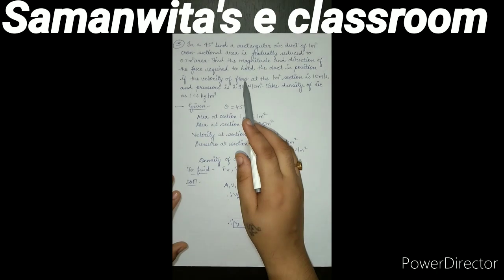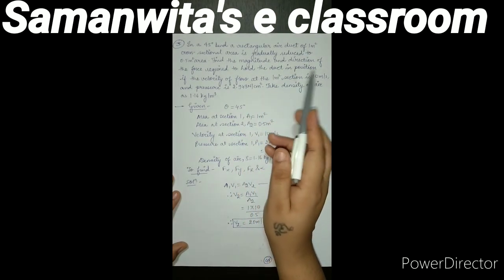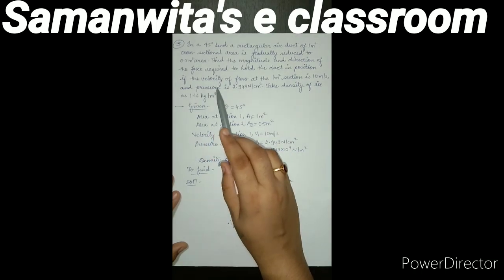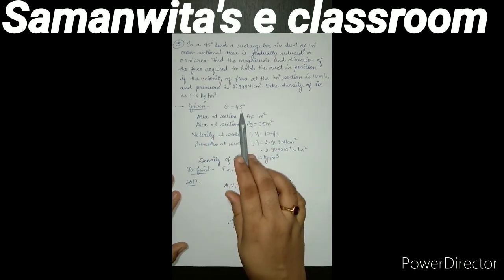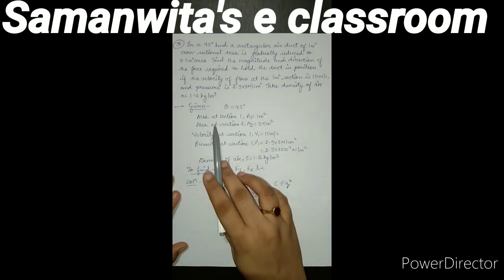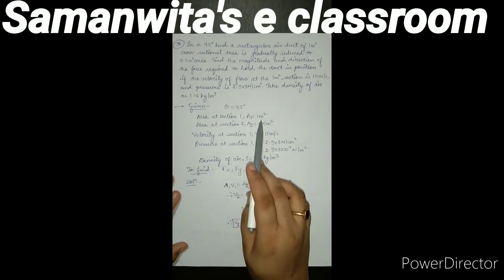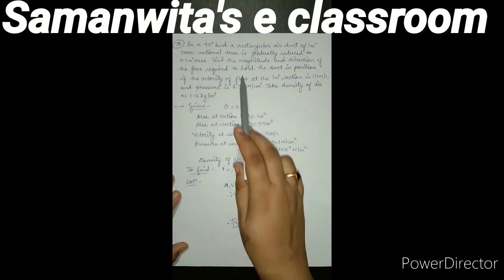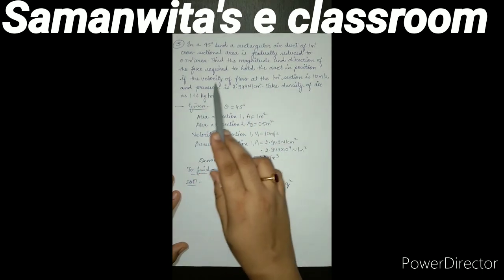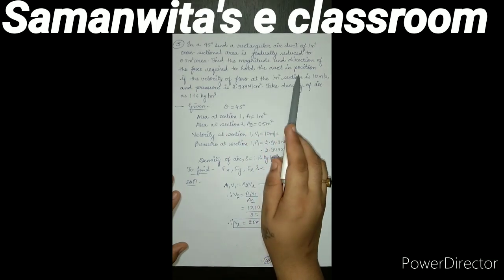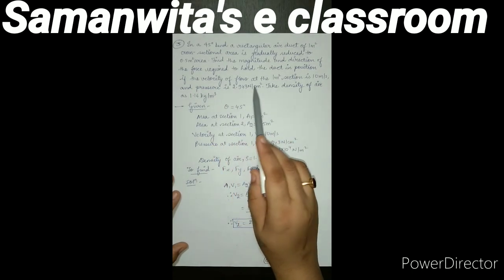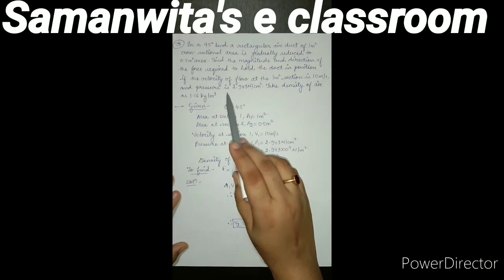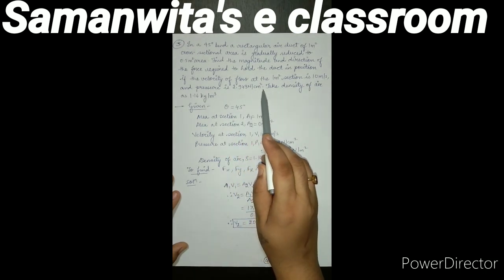Let's take another numerical. In a 45 degree bend, a rectangular air duct of 1 meter square cross-sectional area is gradually reduced to 0.5 meter square area. So the theta value is given as 45 degree, which is the angle of bend. Area of section 1 is given as 1 meter square. Area of section 2 is given as 0.5 meter square. Find the magnitude and direction of the force required to hold the duct in position if the velocity of flow at the 1 meter square section is 10 meters per second and the pressure is 2.943 Newton per centimeter square.